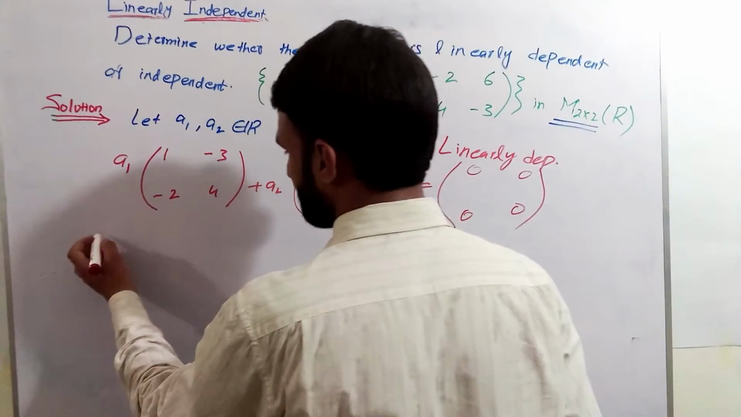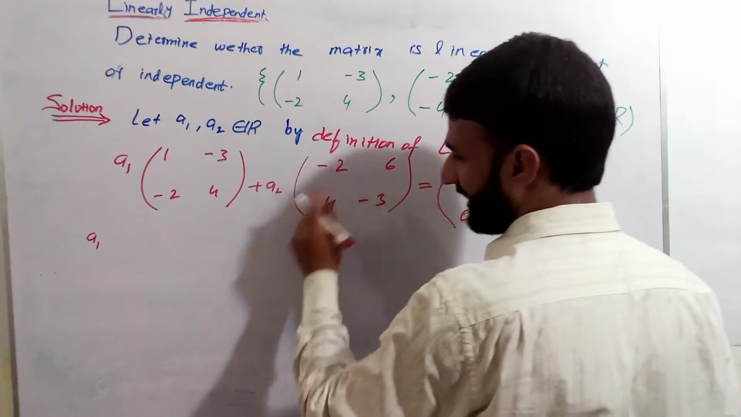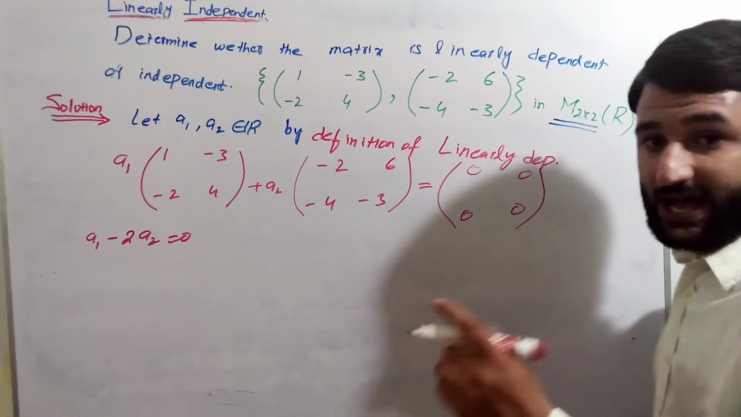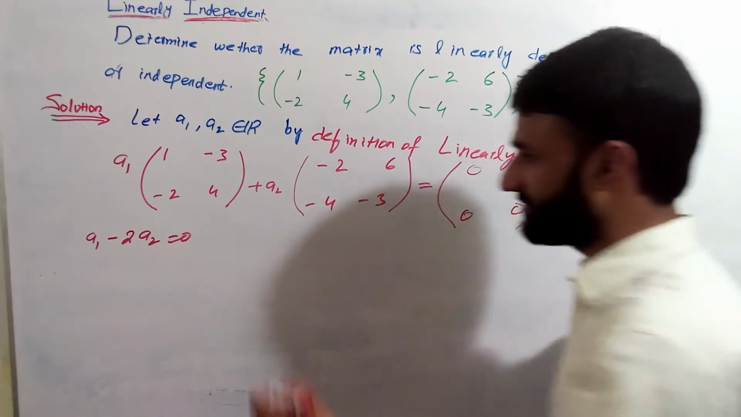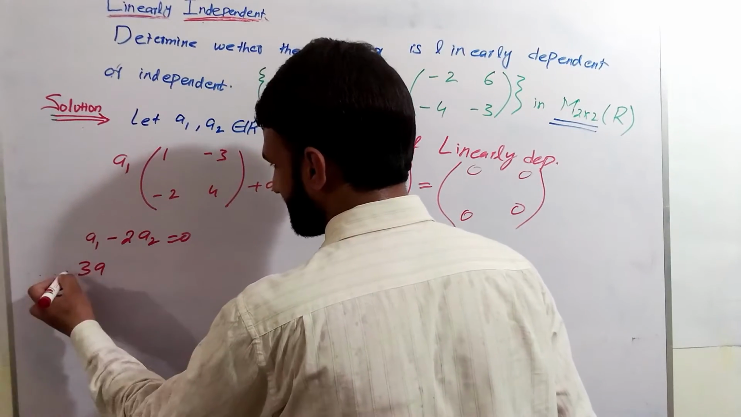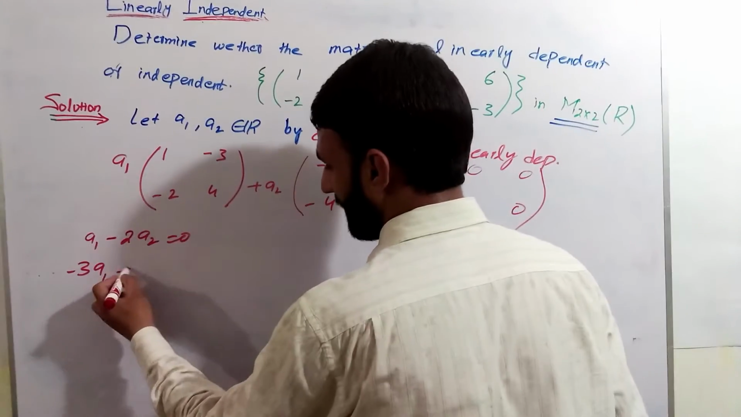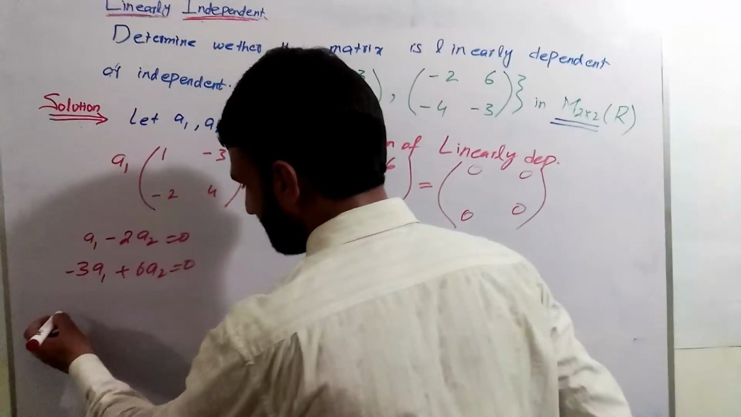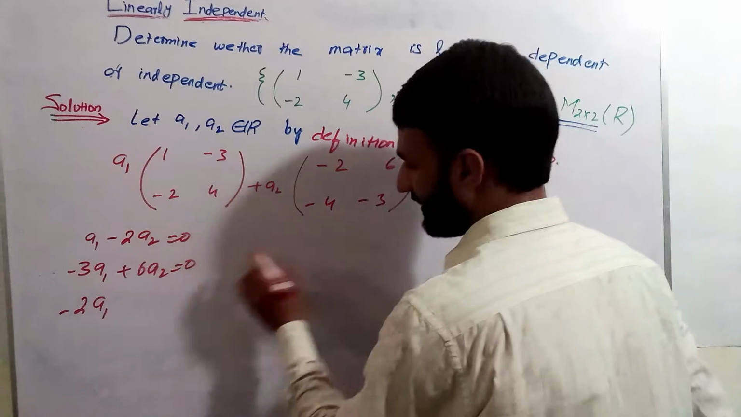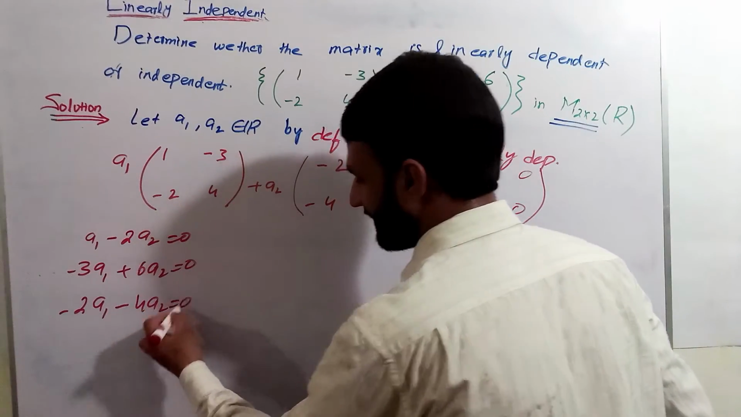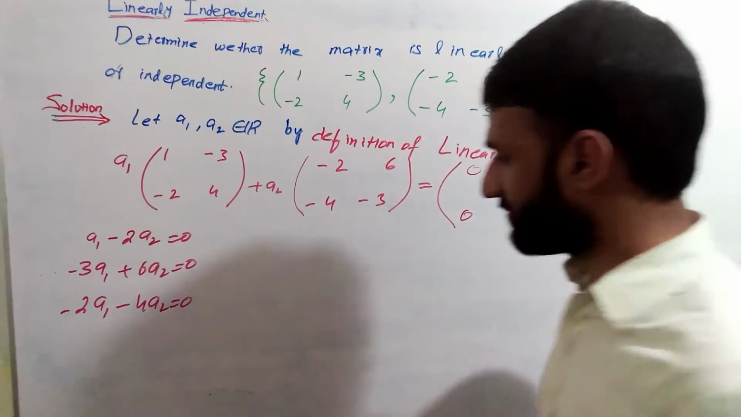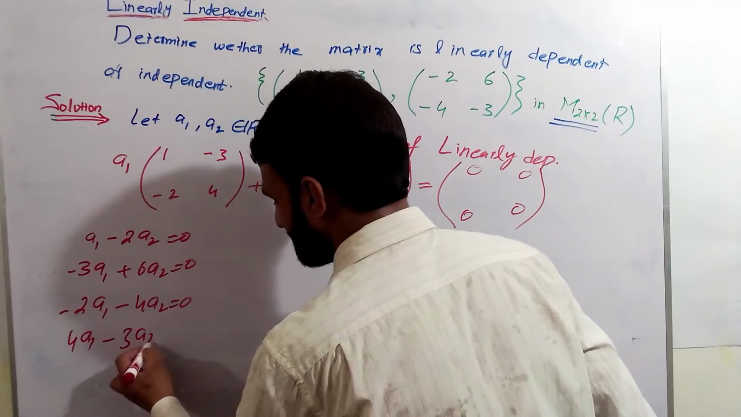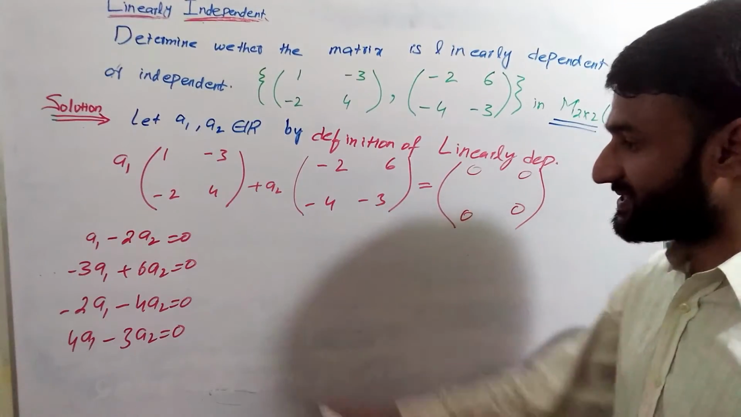So first we multiply this term entry-wise: 2a1 + a2 is equal to 0. The reason is that the first entry-wise term is 0. Then -3a1 + 6a2 is equal to 0. Then 2a1 - 4a2 is equal to 0. And then 4a1 - 3a2 is equal to 0. So we have obtained a system of 4 equations.